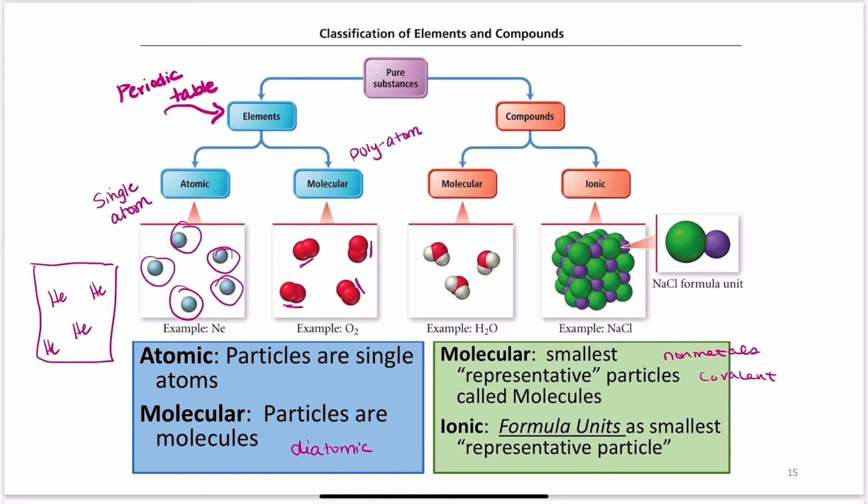Ionic is a formula unit being used to represent the smallest particle, such as sodium chloride. So we see here our example, water is a molecule. Water has an oxygen atom and 2 hydrogen atoms that are bound together. We draw it in this bent structure. That's what it's called, bent. That's how it actually exists in 3D space.